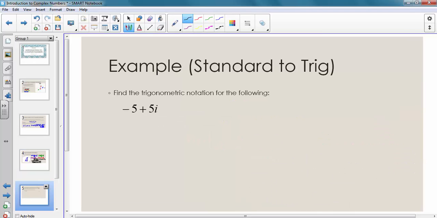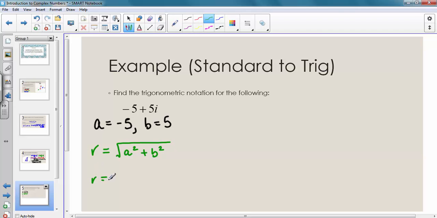All right, let's look at our first example. In this example, we're given a complex number in standard form, and we want to find the trigonometric notation for this complex number. So we have A equals -5 and B equals 5. As I said on the previous screen, R is the square root of A squared plus B squared, and we found that by using the Pythagorean theorem.